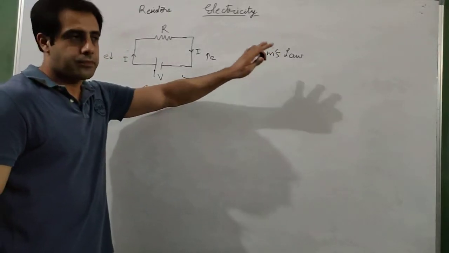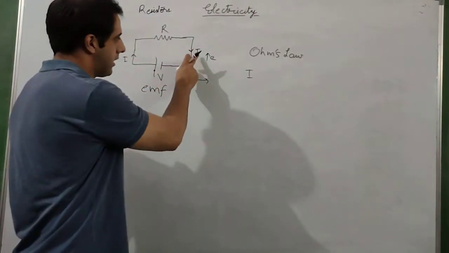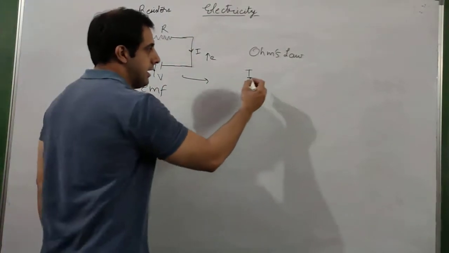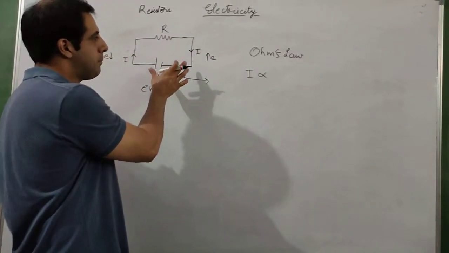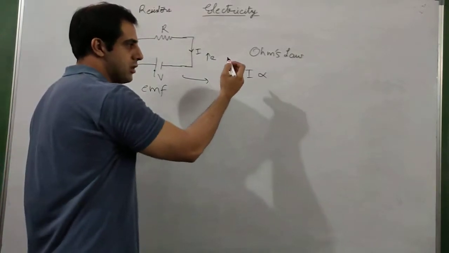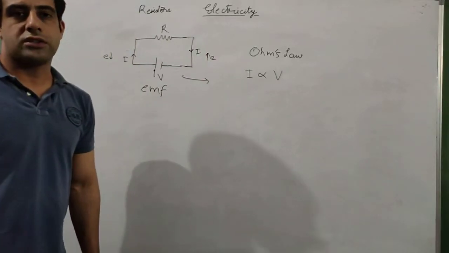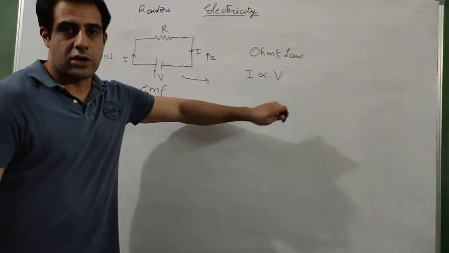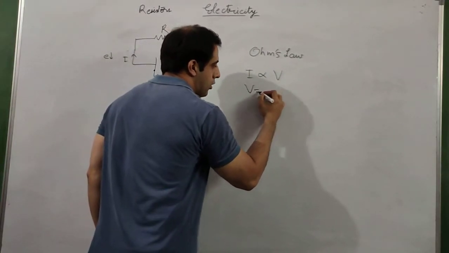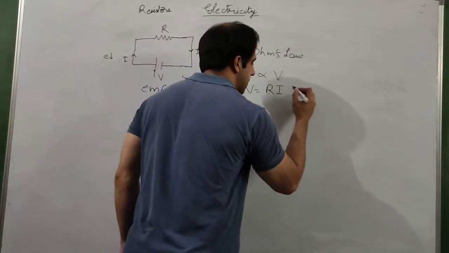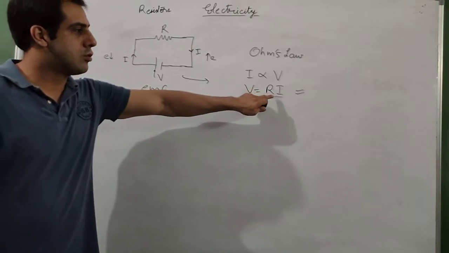What Ohm's law says, it states that the current I flowing in the circuit is directly proportional to the potential created by the battery, or the potential across the circuit. Same thing. So I is proportional to V. Now if we remove this proportionality sign, a constant comes, and this is our complete mathematical expression of Ohm's law: V equals R into I.